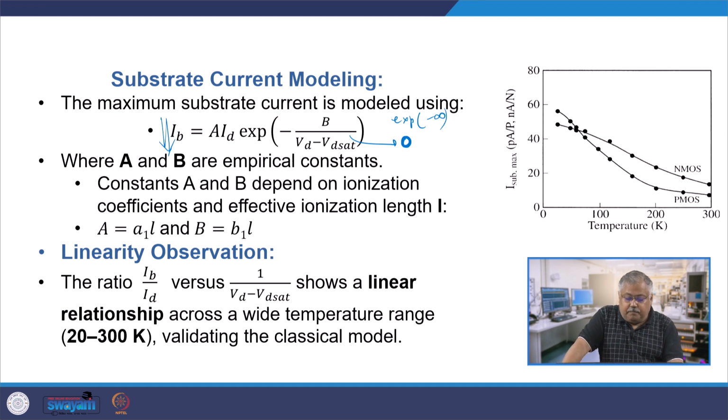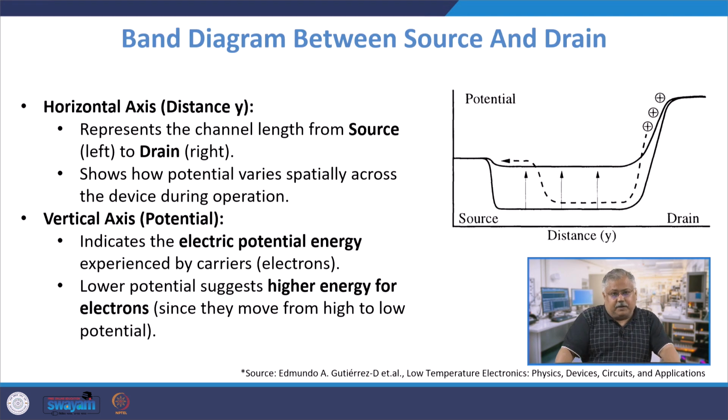And then A and B are basically constants which depend upon the ionization length, which is L, right. Now if you look at the ratio of base current to the drain current, and if you plot that with respect to 1 by Vd sat, then you will see a linear relationship which is happening right over a wide range of temperature, 20 to 300 Kelvin. The variation will be almost linear, which effectively means that the ratio of substrate current to the drain current, and substrate current as you have seen is directly dependent upon the impact ionization part, becomes directly dependent on Vd minus Vd sat.